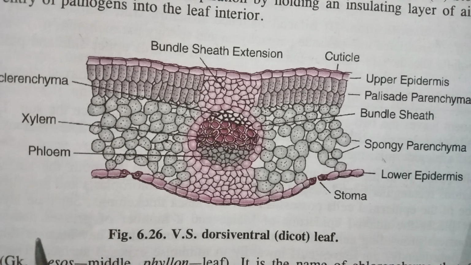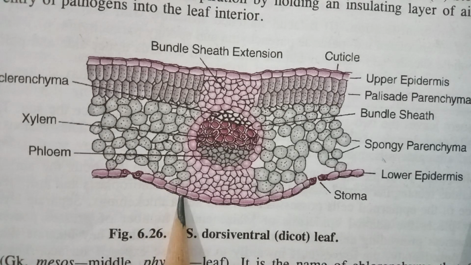Then the bundle sheath cells consist of sclerenchyma fibers. The vascular bundles have sclerenchyma fibers which provide mechanical strength to the leaves. After this, next is the midrib portion.